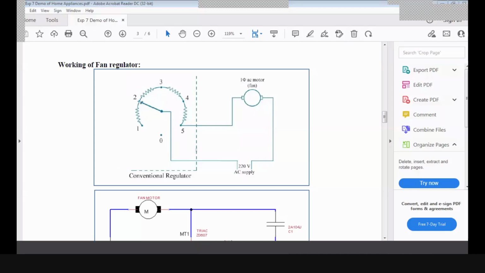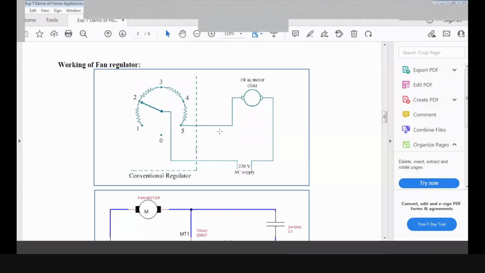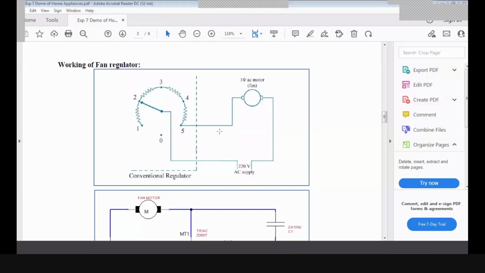Now if your knob is at number 2, so now you're increasing the speed. Is the current increasing? You cut out one resistor, so only 3 resistors are in the circuit now. So 3R resistance value you will get. So what will be the current? I equals V by 3R. So V by 3R and V by 4R, which current will be more? Can you tell me this? V by 3R. So current now increases, so speed also increases, right?